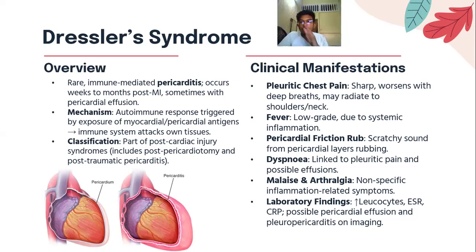So the auscultation I was talking about is basically when they use a stethoscope to listen to the sounds of the internal organs. So when they use a stethoscope, they would hear a grinding sound of the pericardial friction rub. The next one is dyspnea, and it's often due to pleuritic pain and possible pericardial or pleural effusions. And then the last one, you may have general malaise and arthralgia. These are non-specific symptoms and are likely due to the underlying inflammatory process.